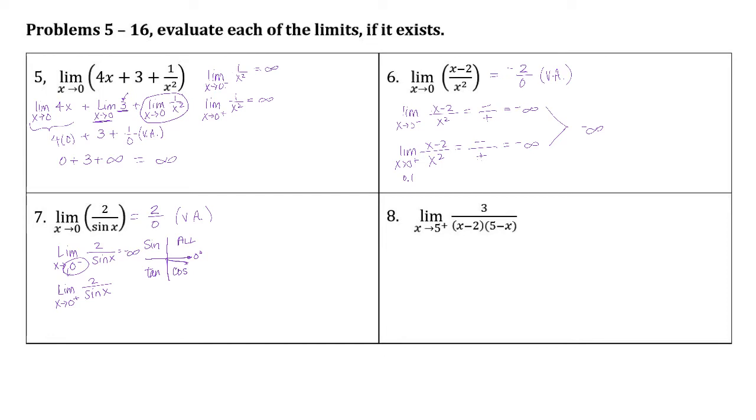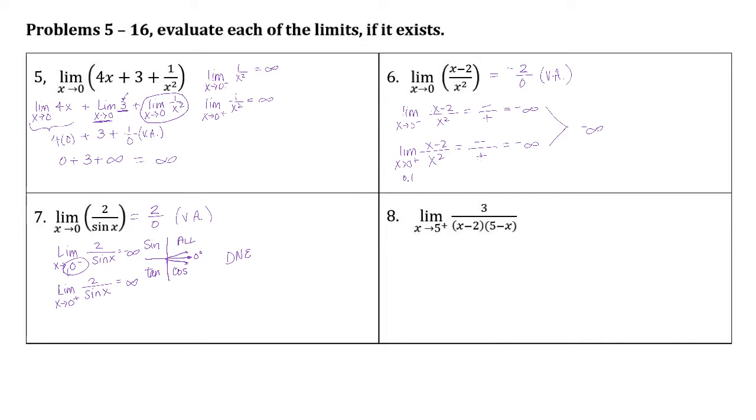And for a little bit to the right of 0, it's going to be here, and we know sine is positive in the first quadrant. So notice we have one side is negative infinity, one side is positive infinity. So this limit does not exist. Right, moving on to number 8.